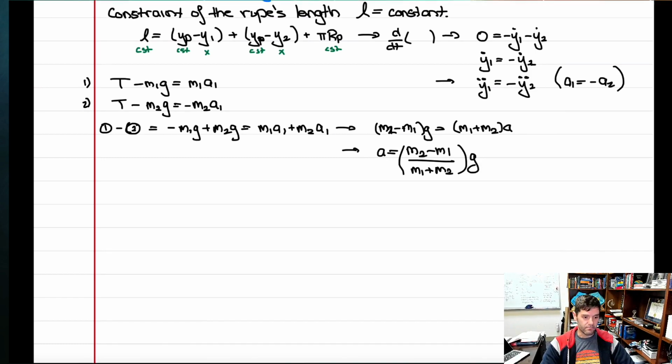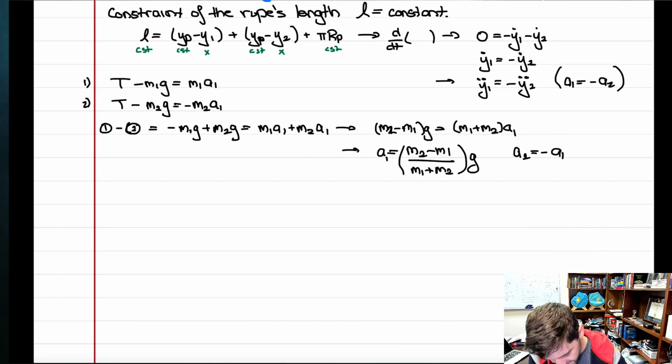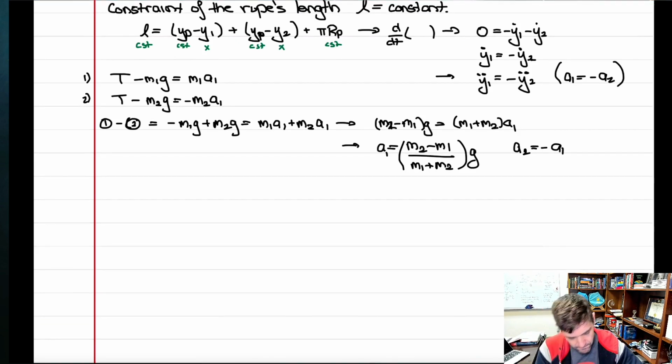And then you can pick your favorite equation, plug in what we just solved for a sub 1, really this is a sub 1. A sub 2 then being negative that. Plug those in and solve for t as well.